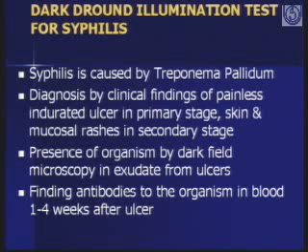Syphilis, as you know, is caused by Treponema pallidum. It is diagnosed by clinical findings of a painless indurated ulcer in the primary stage and skin and mucosal rashes in the secondary stage. You can diagnose this by the presence of organisms by dark field microscopy in the exudate which comes out from the ulcers. Of course, this can be confirmed by the VDRL test, that is finding the antibodies to the organism in the blood. But the VDRL takes about 1 to 4 weeks after formation of the ulcer. So in the early stages, the DGI is a very important test to diagnose syphilis.